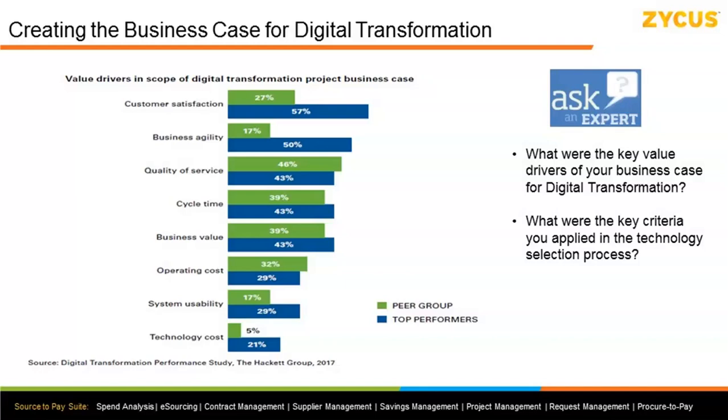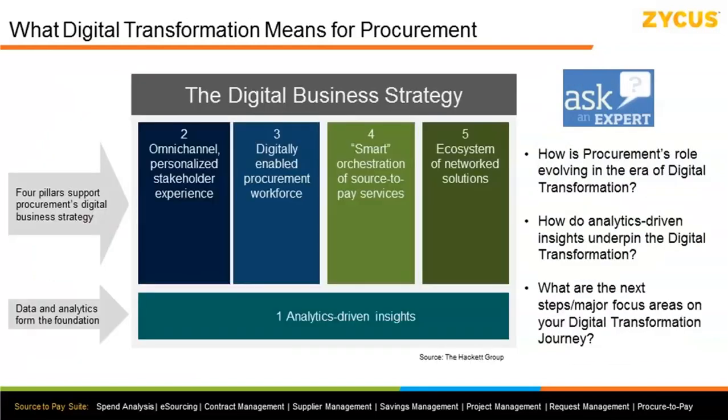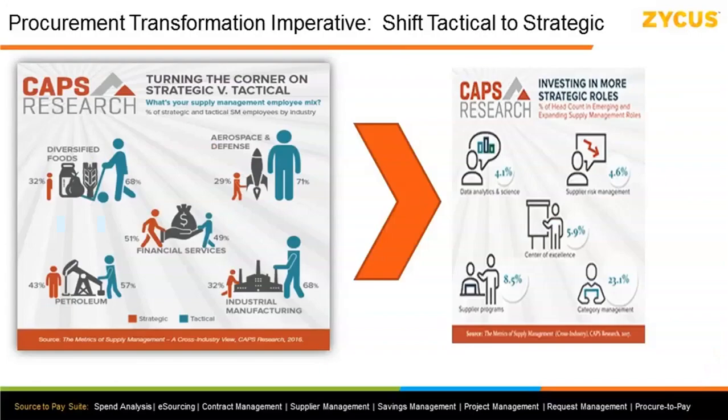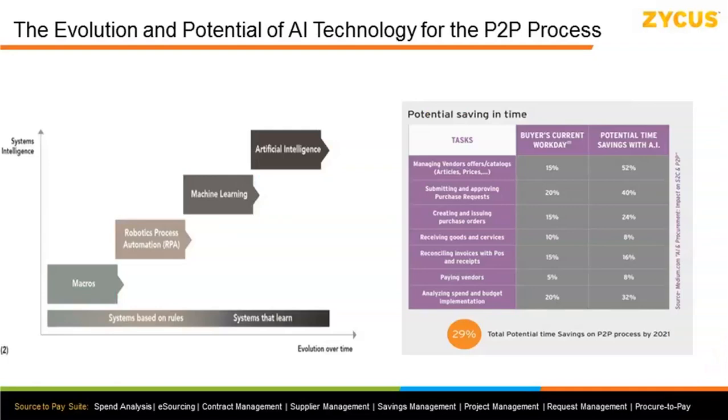Oh, terrific. And I do want to just fast forward here for a second, because I promised we'd get to the next frontier. What comes next after you've digitized the core processes, and in particular, how can AI and emerging technologies like machine learning, RPA, drive this future of autonomous procurement? This kind of looks at the evolution of these technologies.